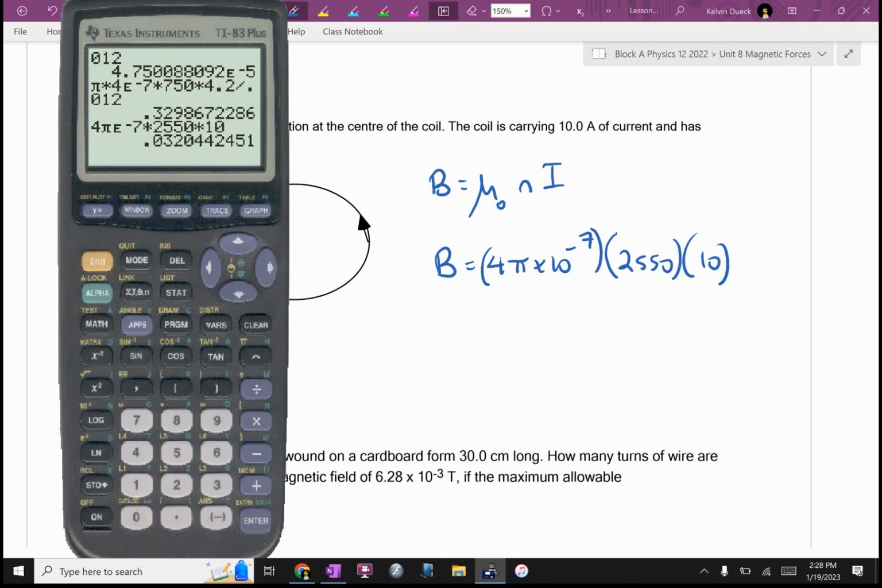So I don't get an error. And if you have the TI graphing calculators, I think the TI's software handles it okay. It's the other ones that don't. Is it 0.032? Units, Teslas?